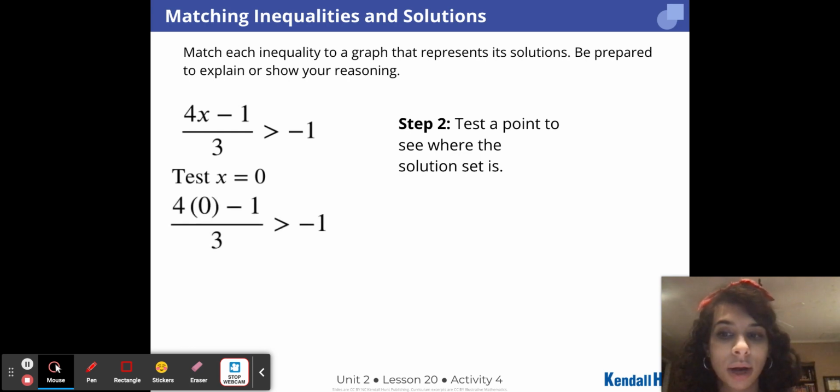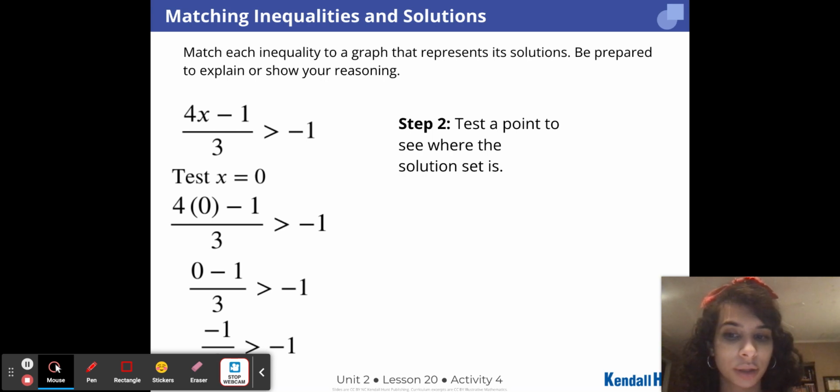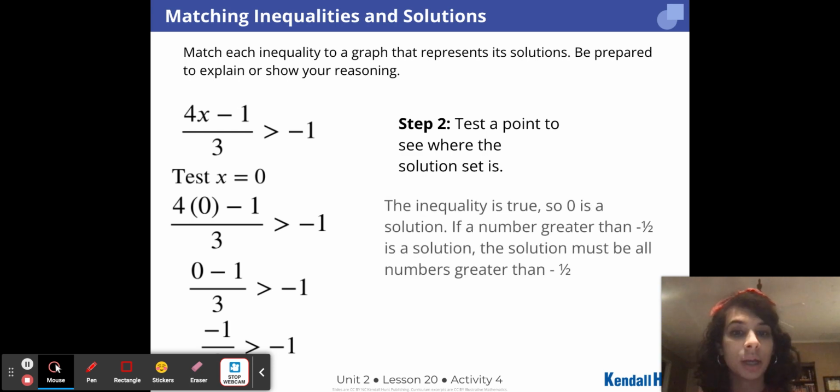So when x is equal to 0, I have 4 times 0 minus 1, divided by 3, is greater than negative 1. That tells me 0 minus 1 divided by 3 is greater than negative 1. And negative 1 over 3 is greater than negative 1. That is a true statement, right? Negative 1 over 3 is greater than negative 1. Negative 1 is more negative. And this is where I told you, if you need to draw a number line to see that, make sure you have that number line drawn out to see that.